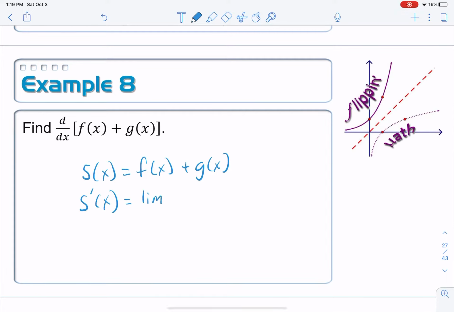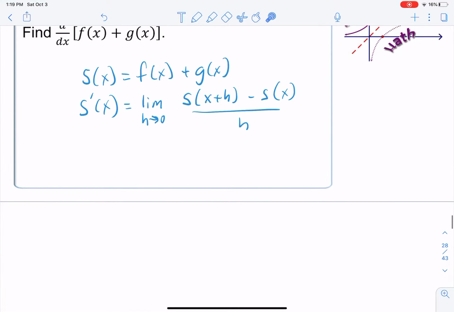So limit as h goes to 0, it's going to be s of x plus h minus s of x, all of this over h. So I did that so it's going to be a little bit easier for us to wrap our head around plugging x plus h into both of these little pieces. So let's continue, shall we? So this is the limit as h goes to 0 of, I plug in x plus h into both of these x's, and I get f of x plus h plus g of x plus h.